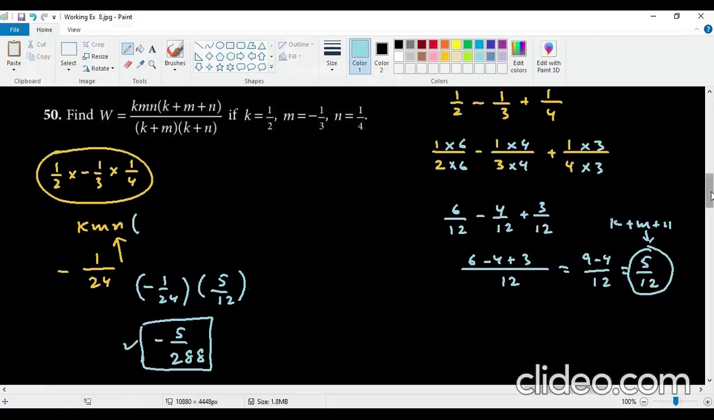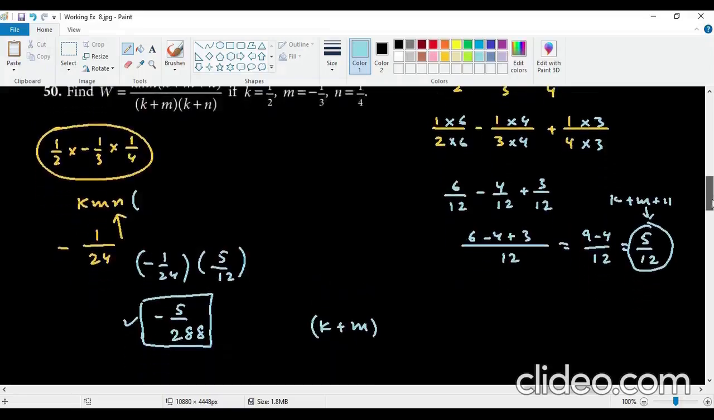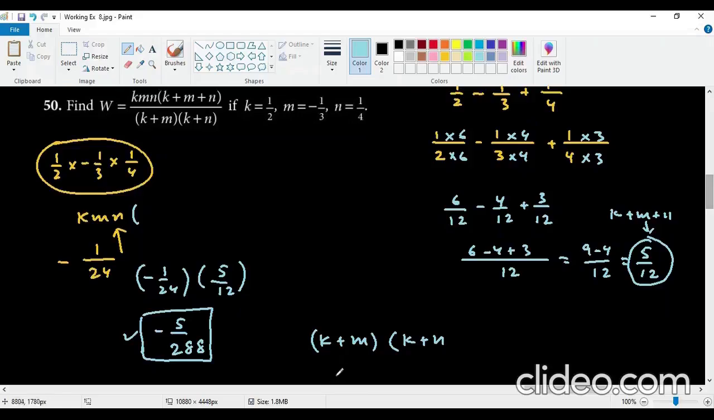Now I'm going for the denominator part. Now the denominator is k plus m, and the value of k plus n. Now I'll be adding these two. So the k value is 1 over 2, plus the value of m, which is negative 1 over 3. I'm writing negative 1 over 3 like this, putting this in the bracket. The value of k once again is 1 over 2, added to the value of n, which is 1 over 4.